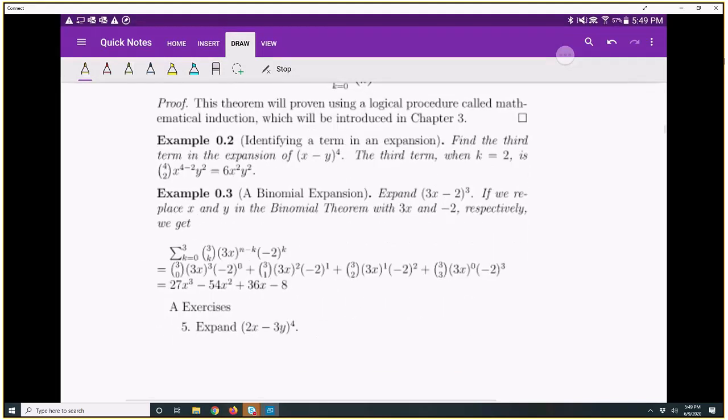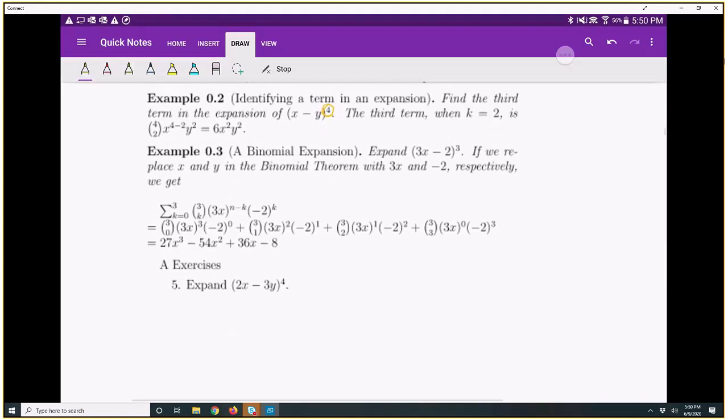So one thing that we can do with this theorem is to identify a term in an expansion. For example, if we were asked to find the third term in the expansion of (x - y) to the power 4, then that would occur when k is equal to 2, because we start at 0, so 0, 1, and then 2 is the third term. So we would have 4 choose 2. The 4 is coming from this power, x to the power 4 minus 2 times y squared, which is 6x squared y squared.